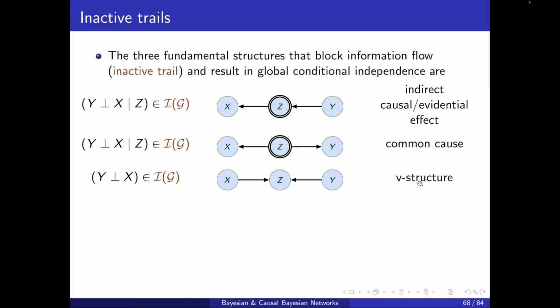Now, what about the V structure? This one, if we don't condition on it, then x and y will become independent. Now, inactive trail, global conditional independence. So all of these are inactive. This is blocked. A V structure by default is blocked unless Z is observed.